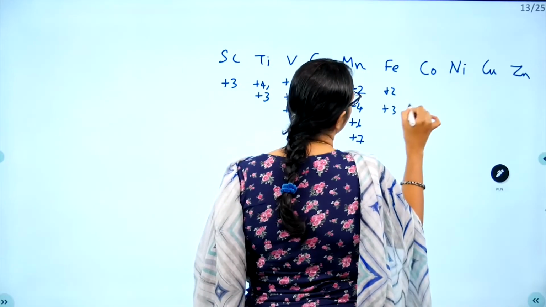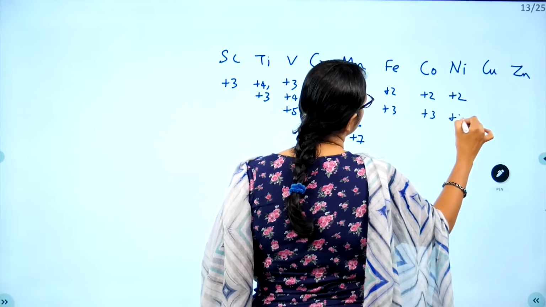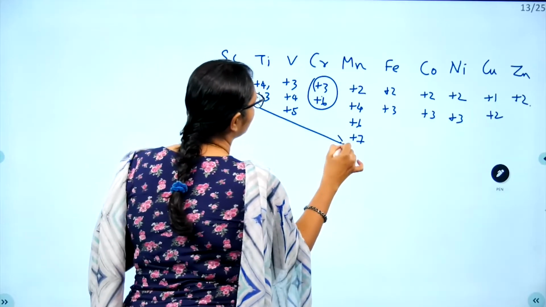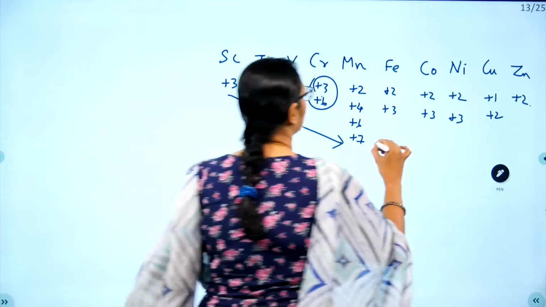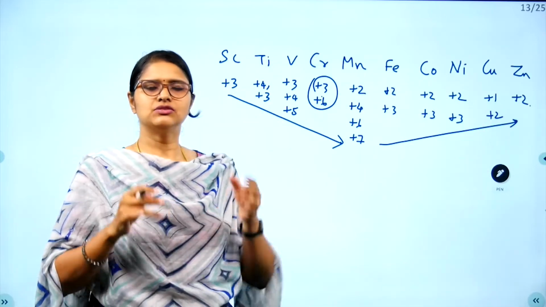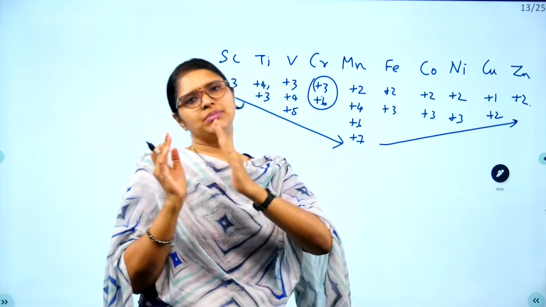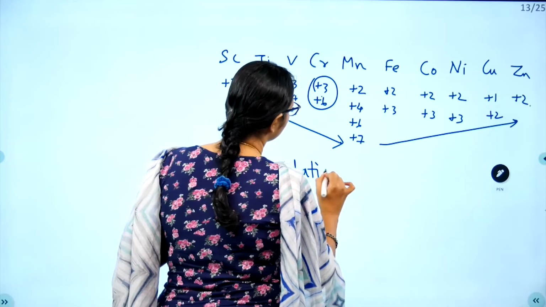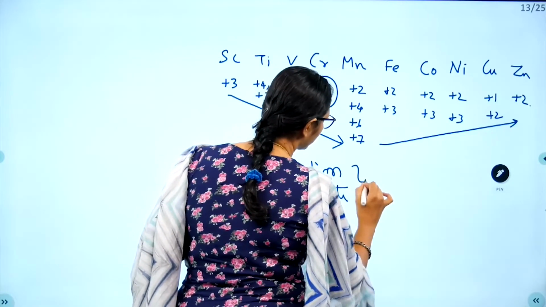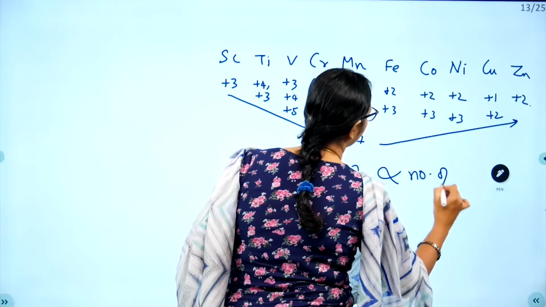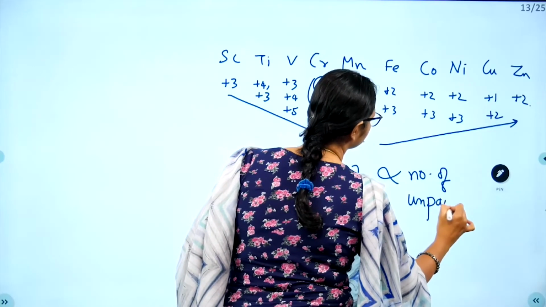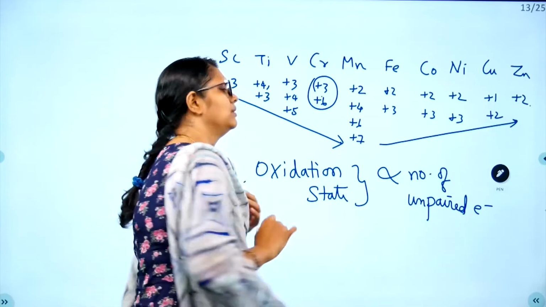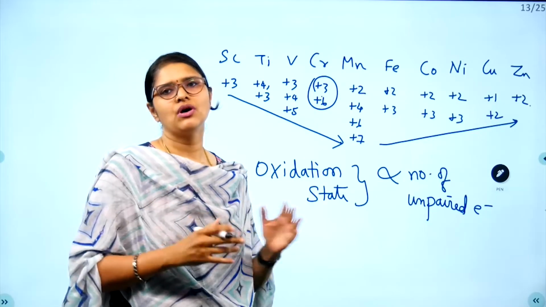Iron +2, +3; +2, +3; +2, +3. Here +1, +2, +2. Now you can see till the middle, the oxidation state increases and then it decreases. Am I right? So what do you understand from this? When it goes to the middle, the number of unpaired electrons increases. So the oxidation state is directly proportional to the number of unpaired electrons. This is the main important point. More unpaired electrons, more oxidation states it can show.